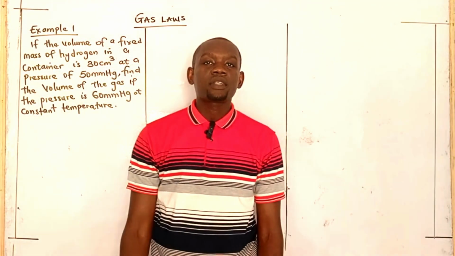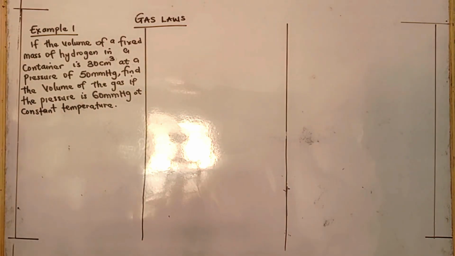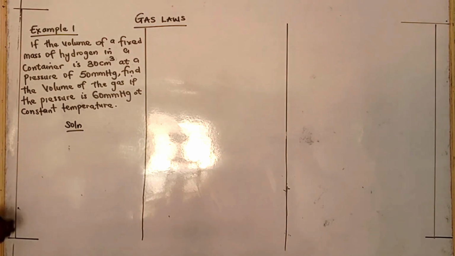Now let us look at our first example on the board. The question is, if the volume of a fixed mass of hydrogen in a container is 30 cm³ at a pressure of 50 mmHg, find the volume of the gas if the pressure is 60 mmHg at constant temperature. Now, if we are to look at this question, the first thing you need to do is collect your data.